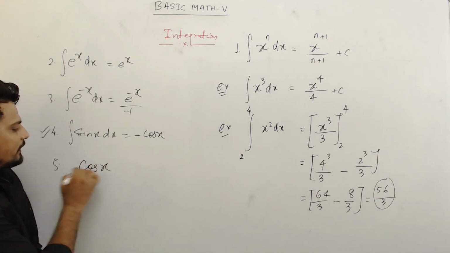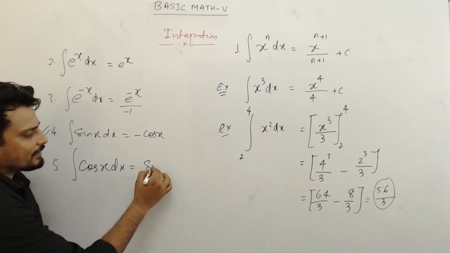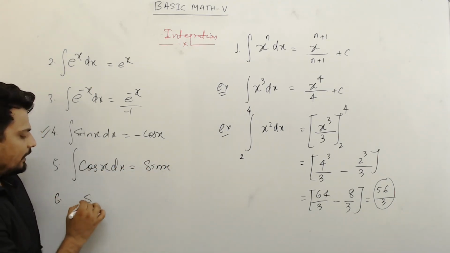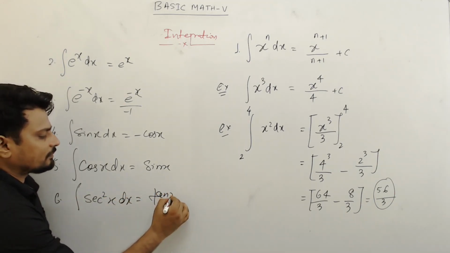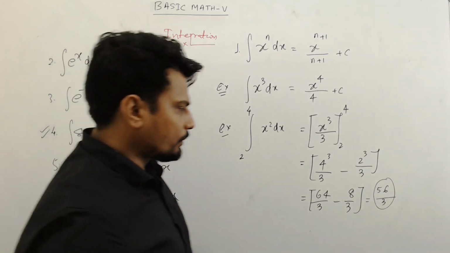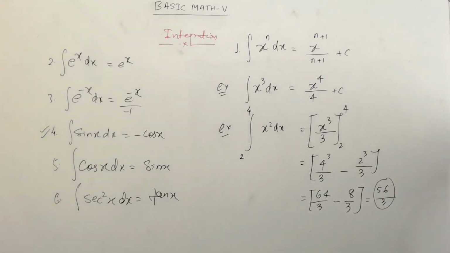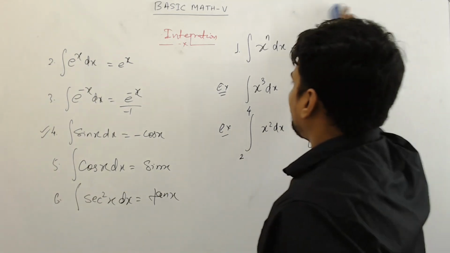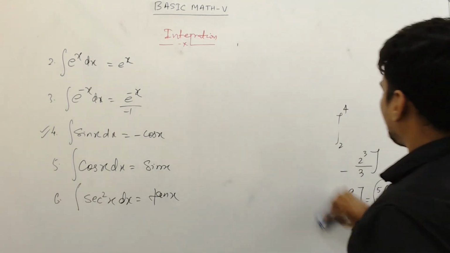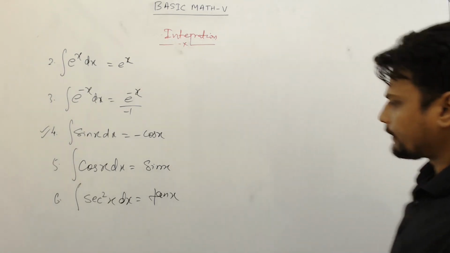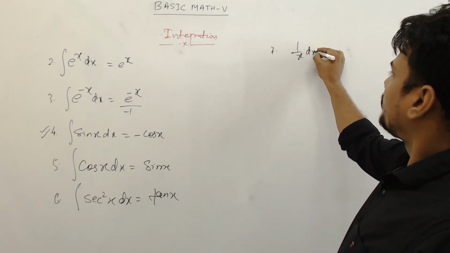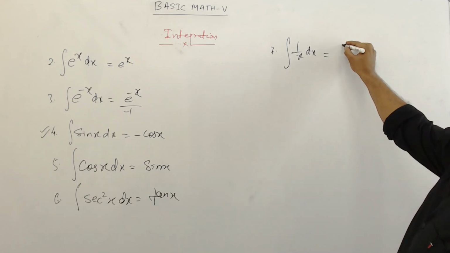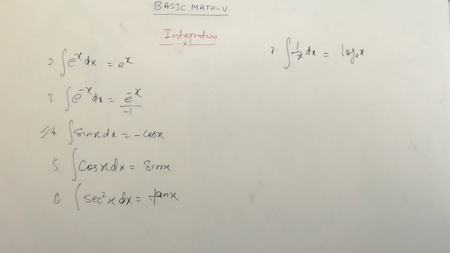Maybe if I talk about cos x dx, its integration is going to be just sin x. Maybe secant square x, integration is going to be tan x. You can actually get all these rules in the books. Maybe I'm more interested to teach you the concept, rather than just telling you these formulae, which you can get quite easily. Okay, one more I would just like to help you with. 1 upon x dx is going to be log of x.